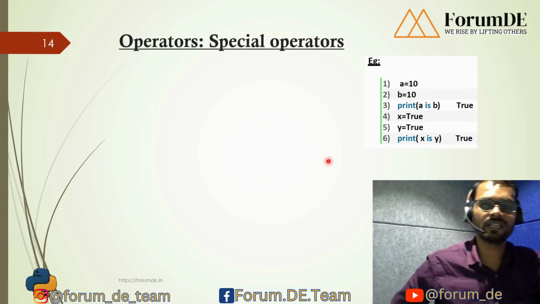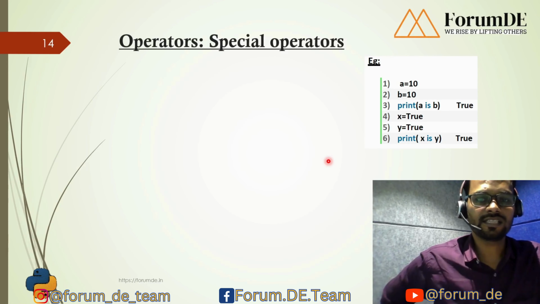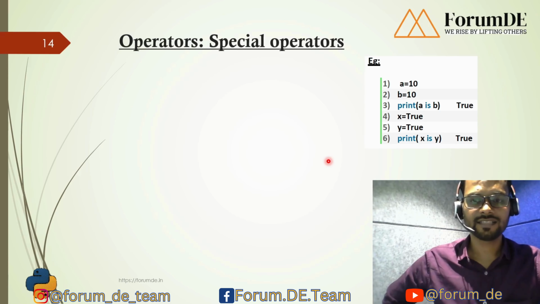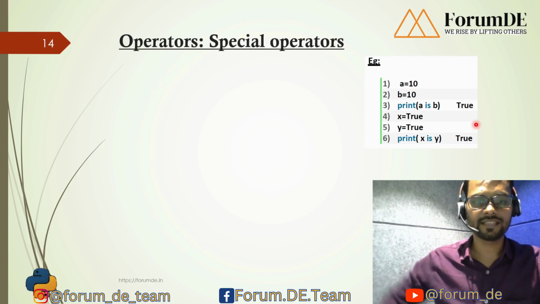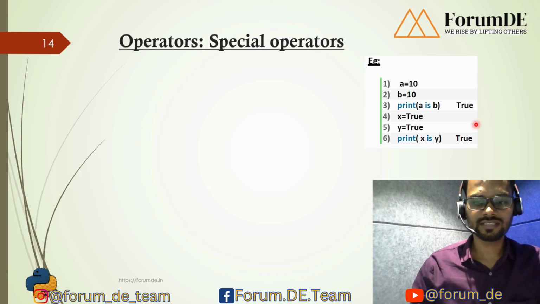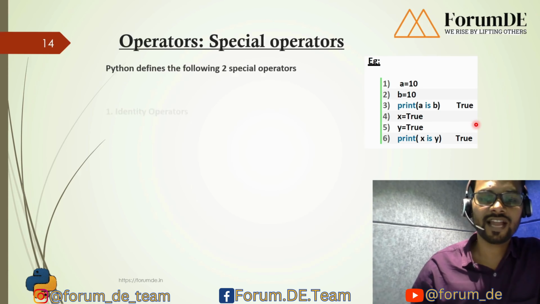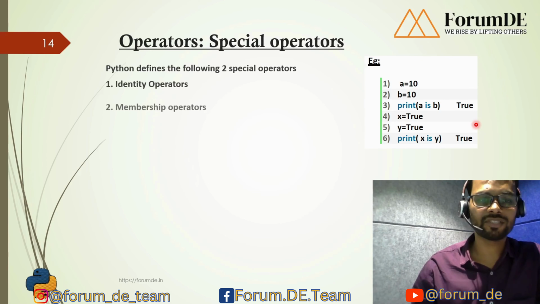So in this video we are going to discuss the special operators in Python. What are the special operators available in Python? There are two types of special operators. The first is the identity operator and the second one is the membership operators.